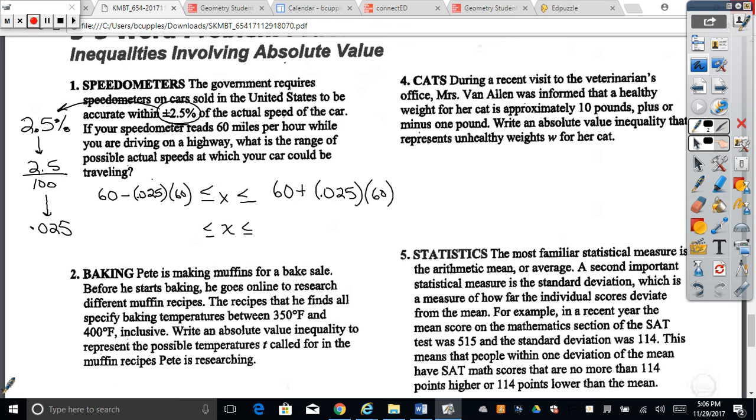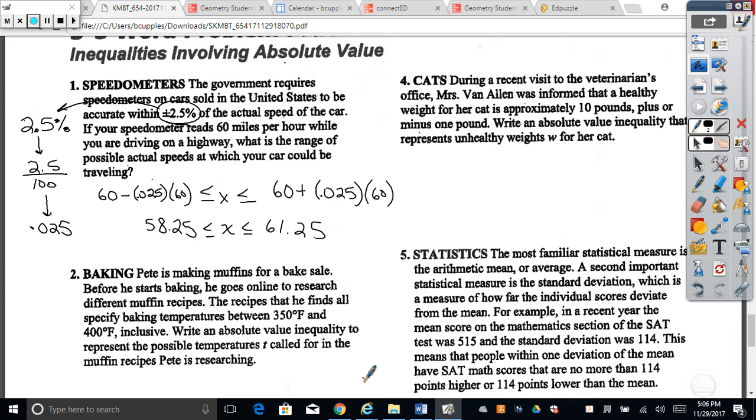So as I look at this, we're going to be going 58.25 miles per hour, pretty much 58 miles per hour, and then 61.25 miles per hour. So anywhere from like 58 to 61 miles per hour is an acceptable range when you're going 60 miles an hour, okay, for that speedometer.